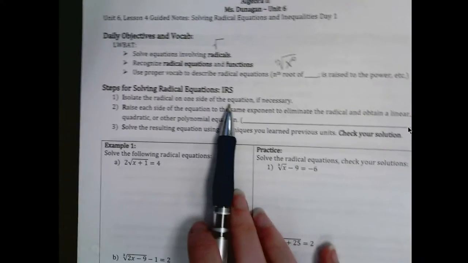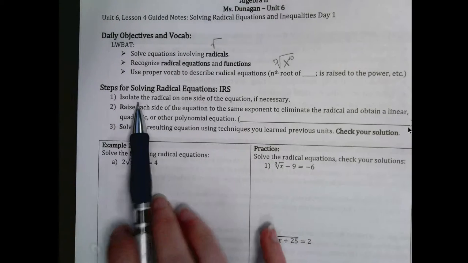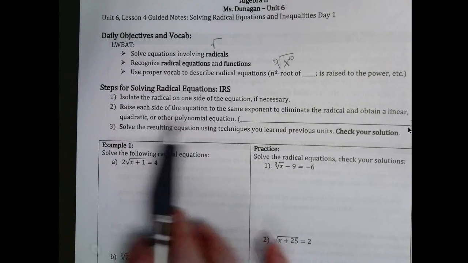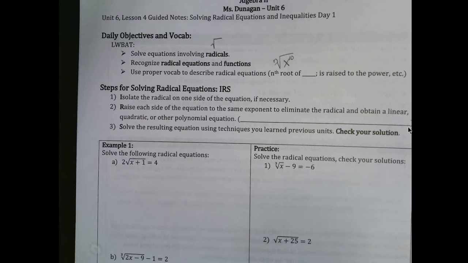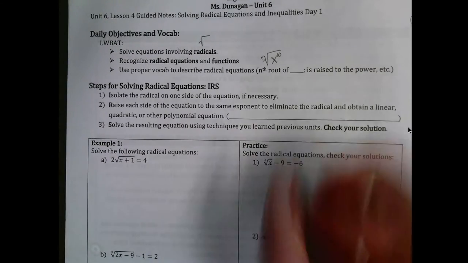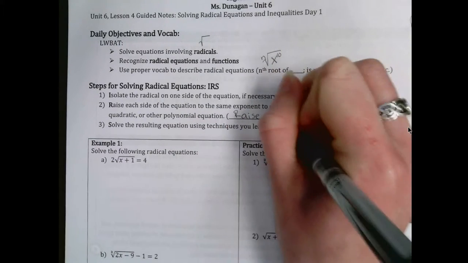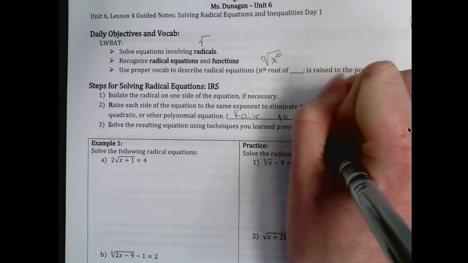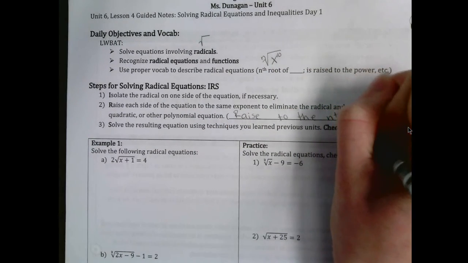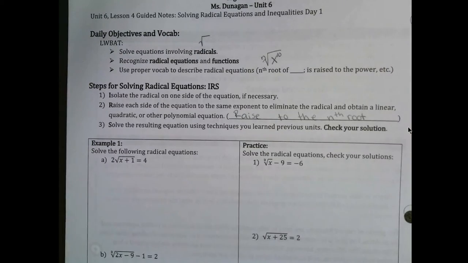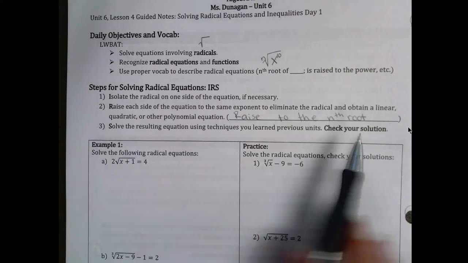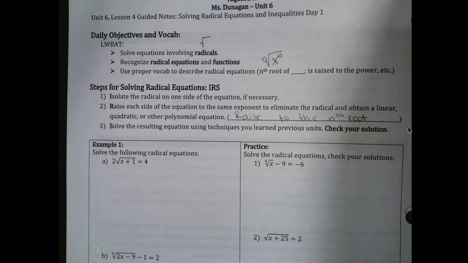So remember, first step, we're going to isolate. Next step is to raise each side of the equation. So that's a big, long definition. That's not going to help you remember it. I recommend just remembering raise to the nth root. So, last thing you need to solve, and make sure you're checking your solutions.